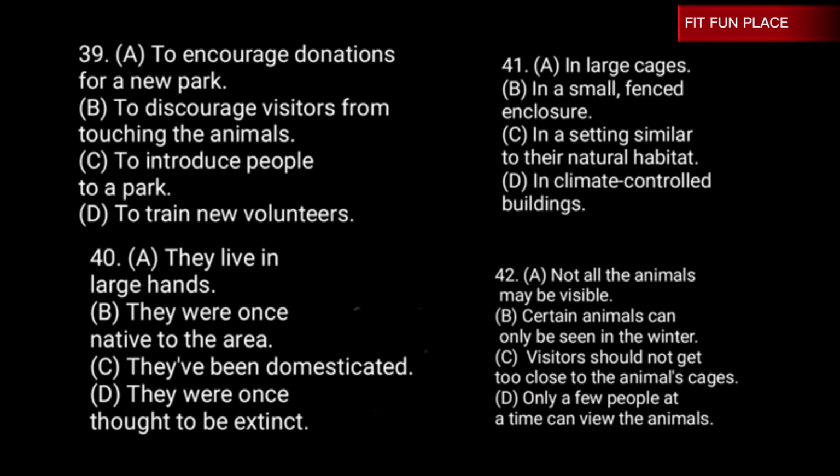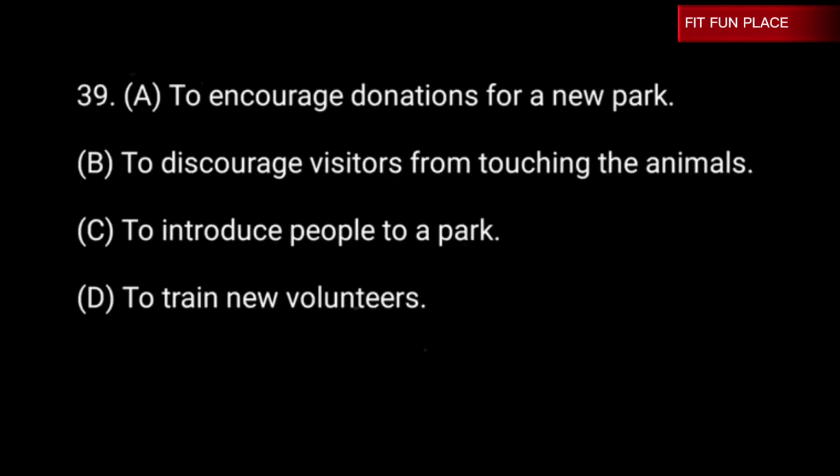But remember, this isn't a zoo with caged animals. These animals are doing what they do in the wild, searching for food, hiding, playing, whatever. So you may have to look long and hard to get a good view of them.